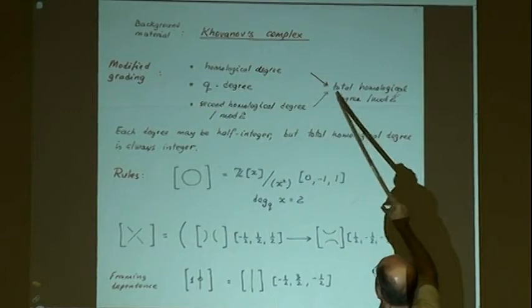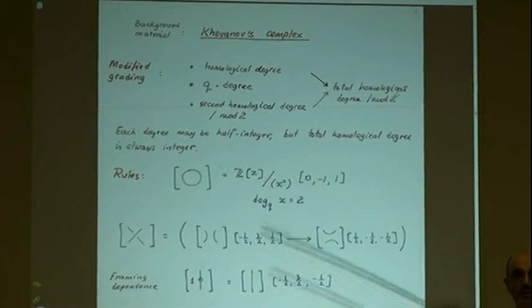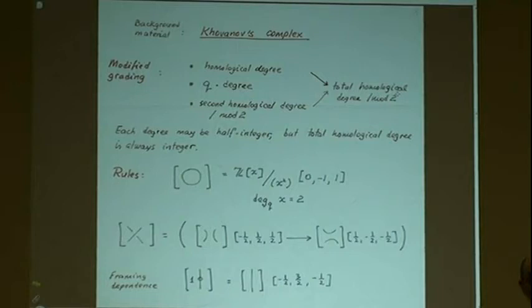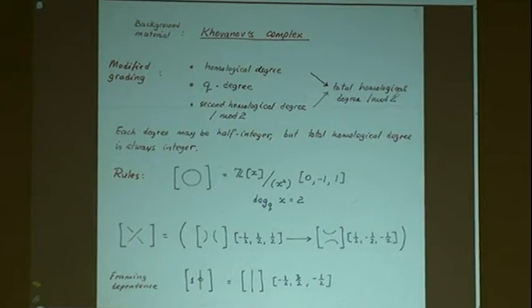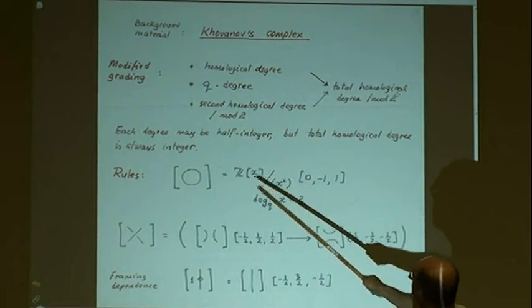So the total homological degree mod 2, which determines the signs, will remain integer. So all the formulas which involve signs will work fine. By the way, this convention comes straight from matrix factorizations. Matrix factorizations give you a very convenient picture. So here are the modified rules.